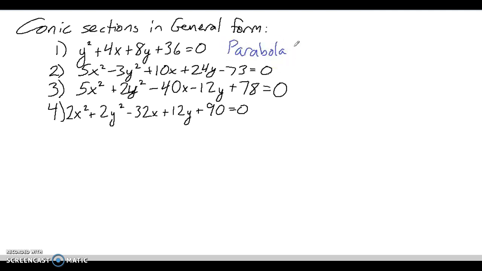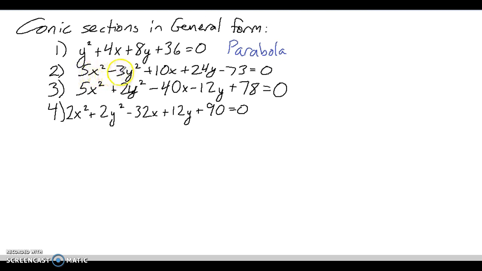It doesn't matter what the coefficients on y squared or x squared are, whichever one happens to be there. It doesn't matter about any of the rest of these terms. If there is only one quadratic term visible, we have a parabola. If we have two quadratic terms, we could have any of the other three. So we need to look at the quadratic terms more closely.